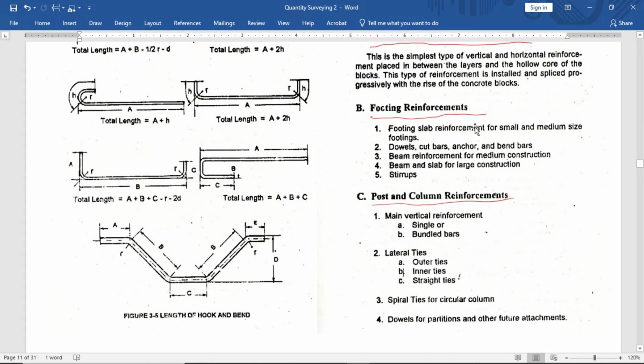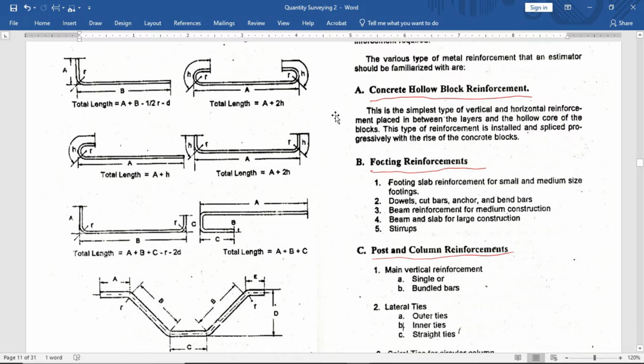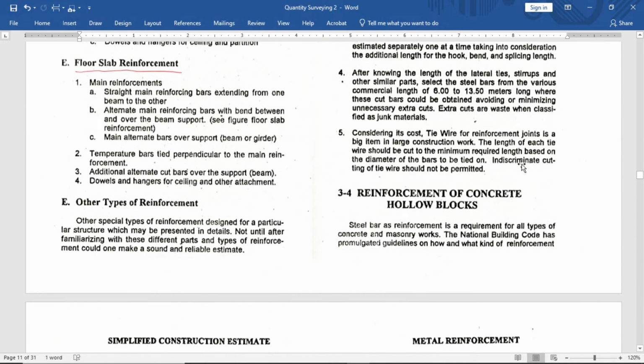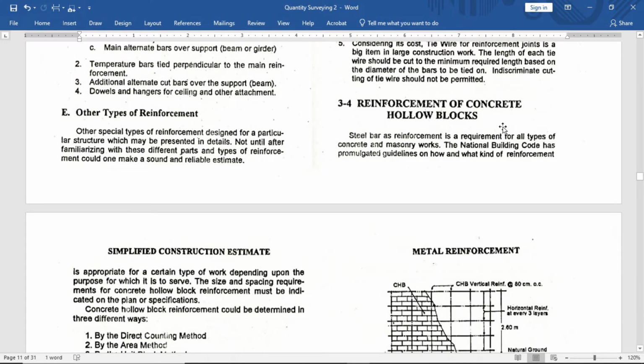So, for concrete hollow block reinforcement, this is the simplest type of vertical and horizontal reinforcement placed in between layers and the hollow core of the blocks. This type of reinforcement is installed and spliced progressively with the rise of concrete block. So, first na ita-topic natin is concrete hollow block reinforcement.